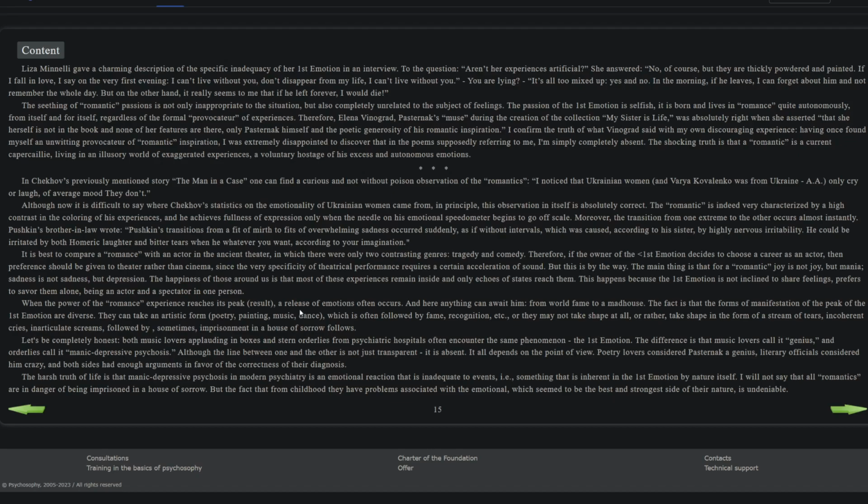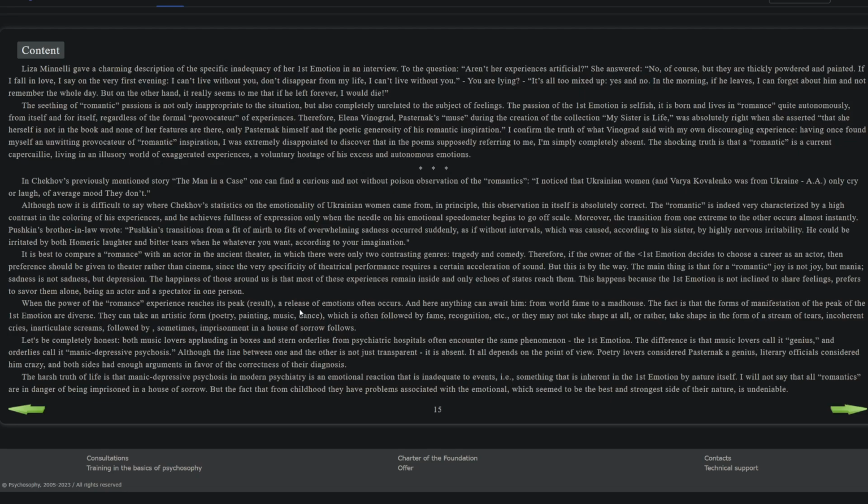The fact is that forms of manifestation of the peak of the first emotion are diverse. They can take an artistic form, poetry, painting, music, dance, which is often followed by fame, recognition, etc. Or they may not take shape at all, or rather take shape in the form of a stream of tears, incoherent cries, and articulate screams, followed sometimes by imprisonment in a house of sorrow.